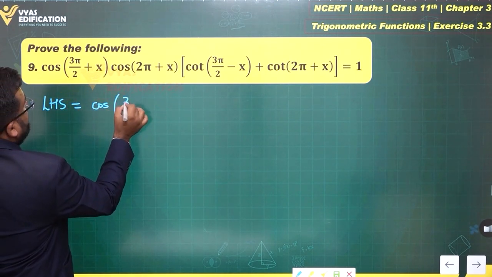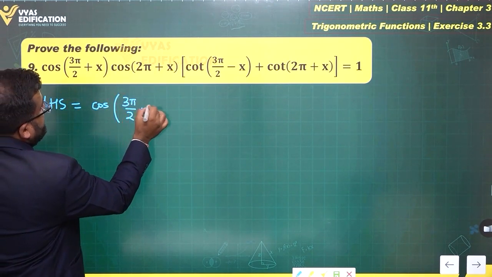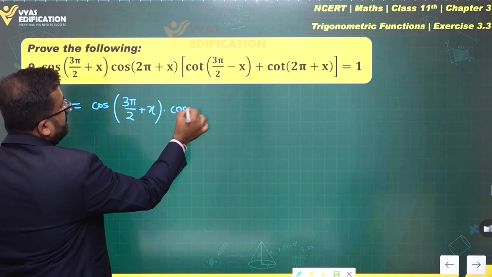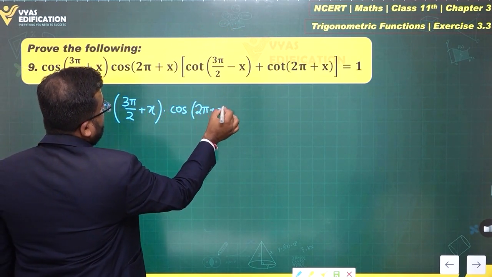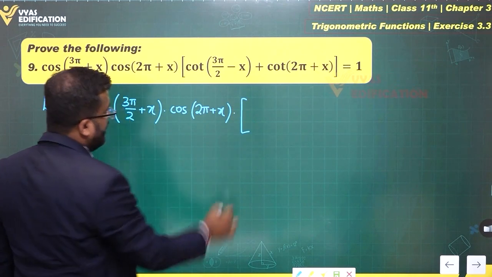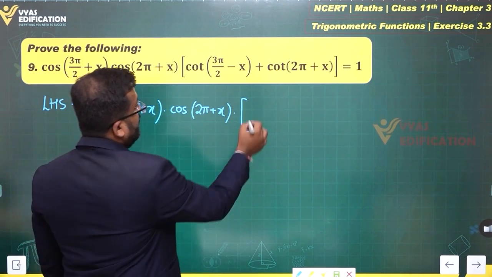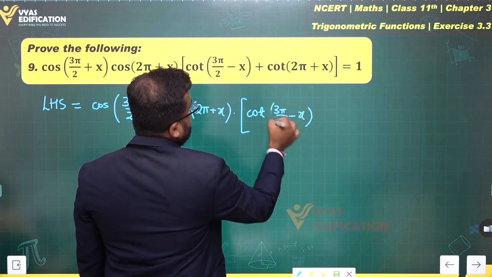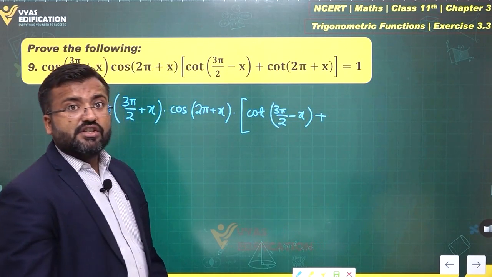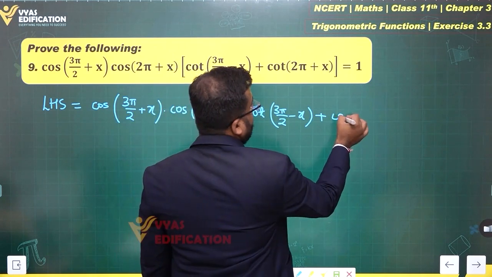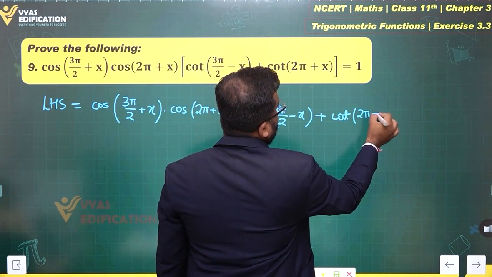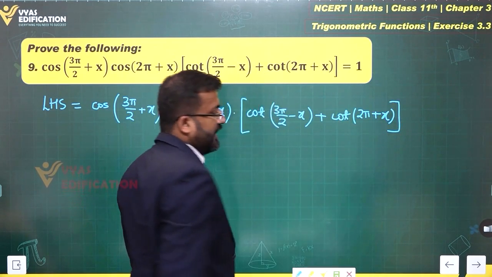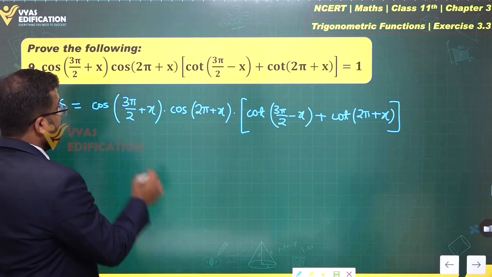Cos of 3 pi by 2 plus x is what we require, times cos of 2 pi plus x, and in the bracket what you have is cot of 3 pi by 2 minus x plus, what is this? This is cot of 2 pi plus x. That's what you have, right? So let's take a look at this.